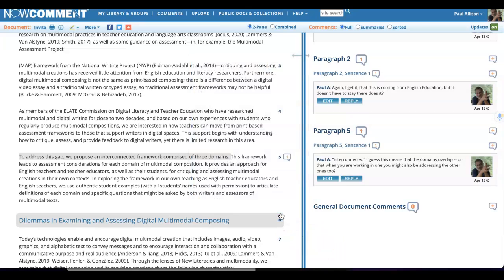I want to remind you that if you want to see what other people are writing, you would refresh your browser in Now Comment.